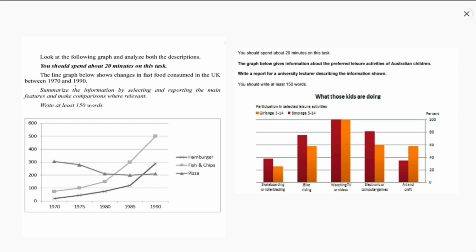Now here are two graphs visible on your screen. The first one is a line graph and the second one is a bar chart. To identify the type of a graph, you will check if there is a time period mentioned in the title of the graph. Like let's say if we read the title of this line graph, the line graph below shows changes in fast food consumed in the UK between 1970 and 1990. So this 1970 and 1990 is a time period. It shows that the type of graph is a trend graph. So for a trend graph, we are required to write trend language.